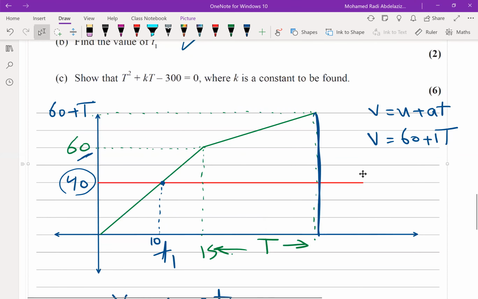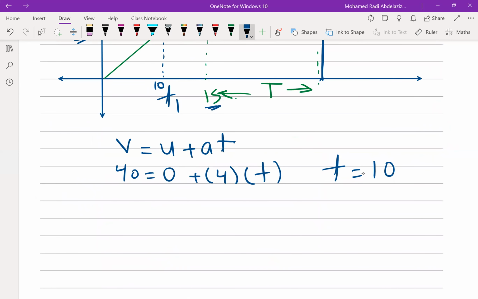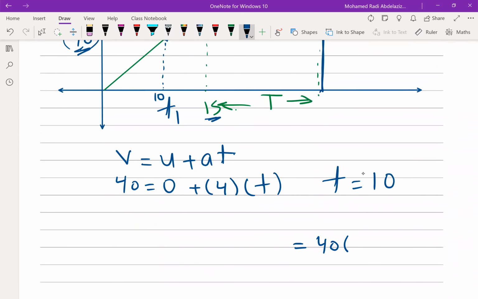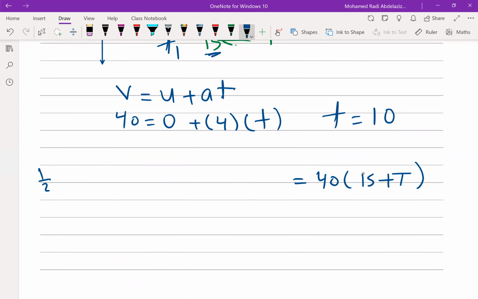The area of the car is a rectangle, so length times width. This is 40, and this is 15 plus t. So the first distance is 40 multiplied by 15 plus t. This is the area of the rectangle. But for the motorcyclist, I will divide it into an area of triangle, which is half base times height, so half base is 15, height is 60, plus the area of the trapezium. The area of a trapezium is half a plus b times height.